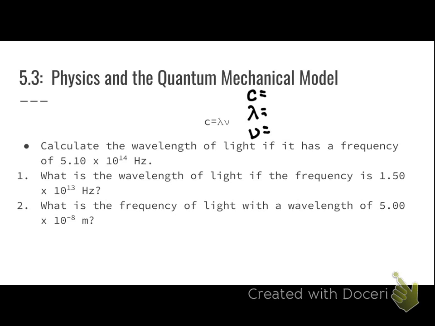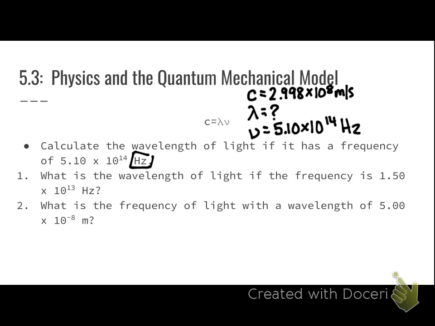C is actually a constant. That's our speed of light, which is 2.998 times 10 to the 8th meters per second. In this problem, it says that we need to calculate the wavelength, which means we don't actually know what that value is. And so that's what we're going to be solving for in this problem. But it does give us the frequency, which is 5.10 times 10 to the 14th hertz, hertz here being our common unit for frequency. Our common unit for wavelength is going to be meters.